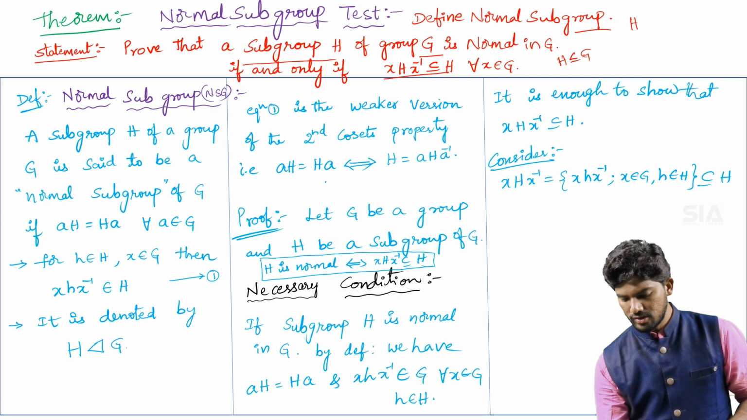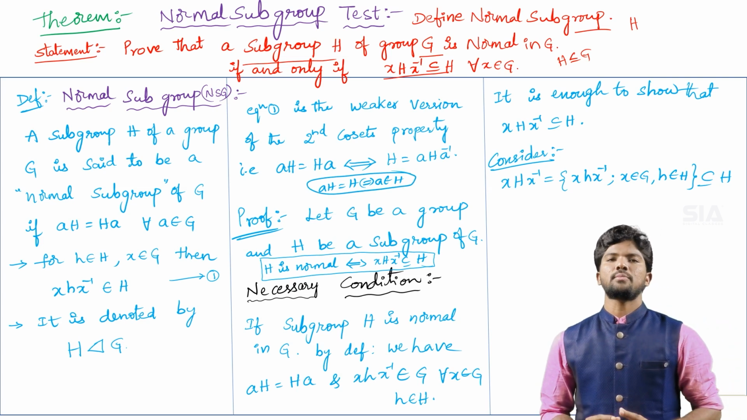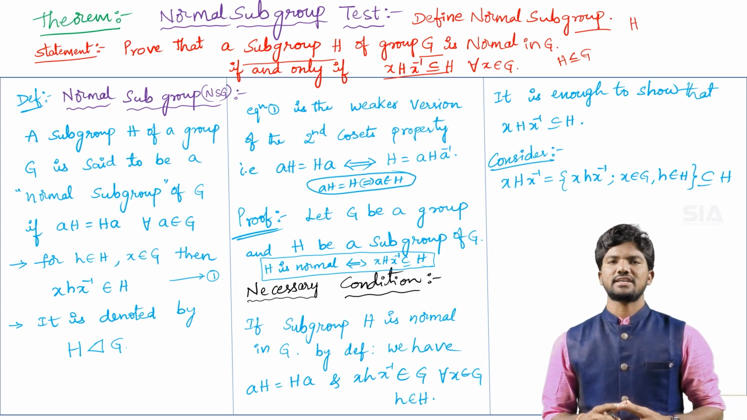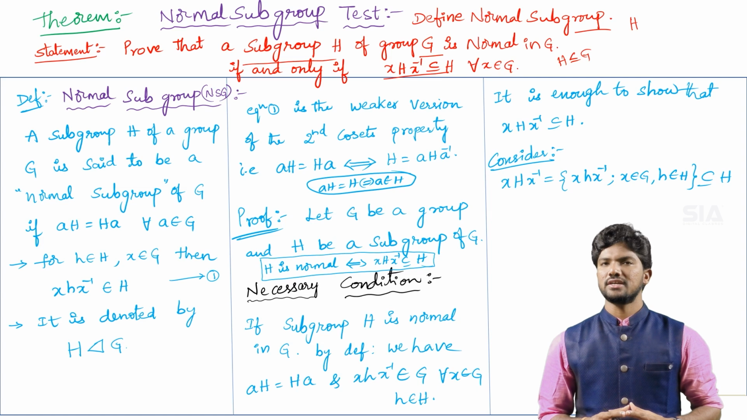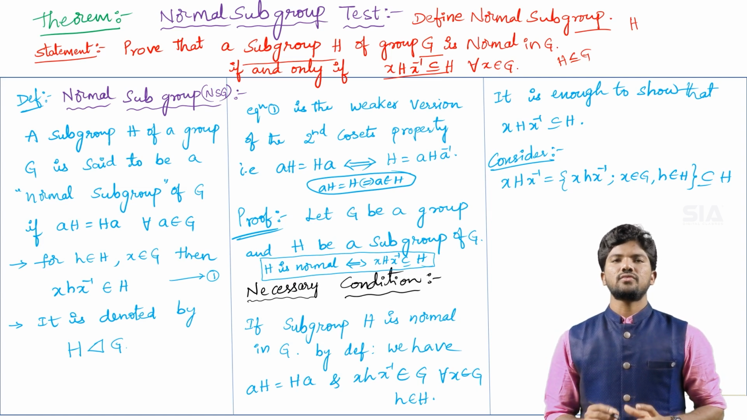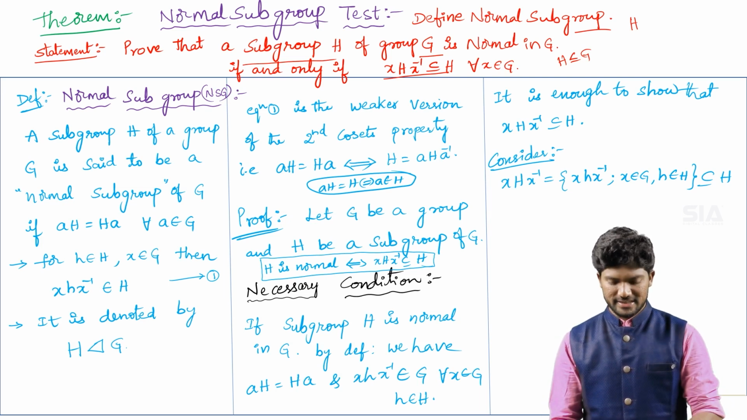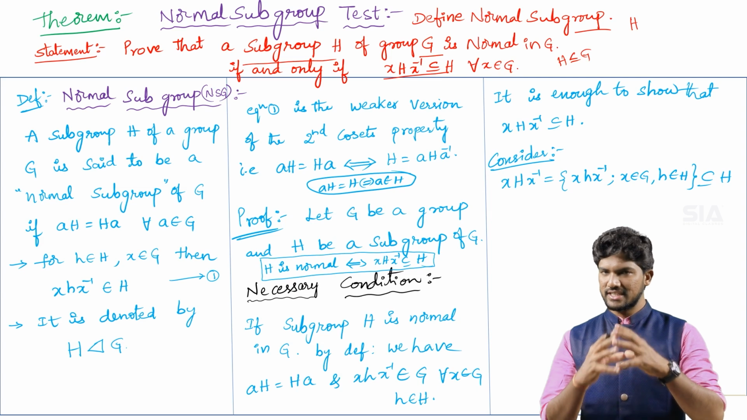You can clearly note that a into H is equal to H if and only if a belongs to capital H. So this is the second property of the cosets: a into H is equal to H whenever a belongs to capital H. But this property is not true for all a belongs to capital G. Whenever you take small a belongs to capital G, this condition a into H is equal to H is not true.